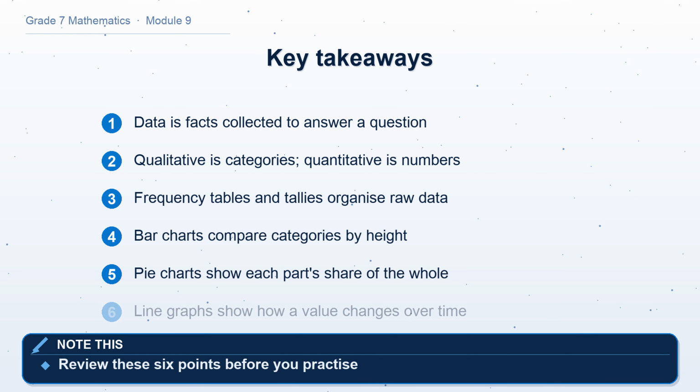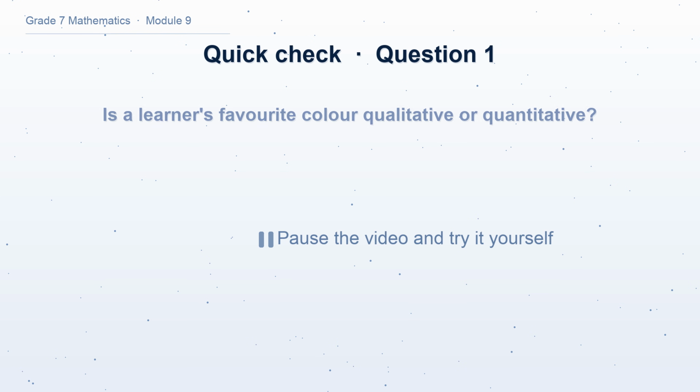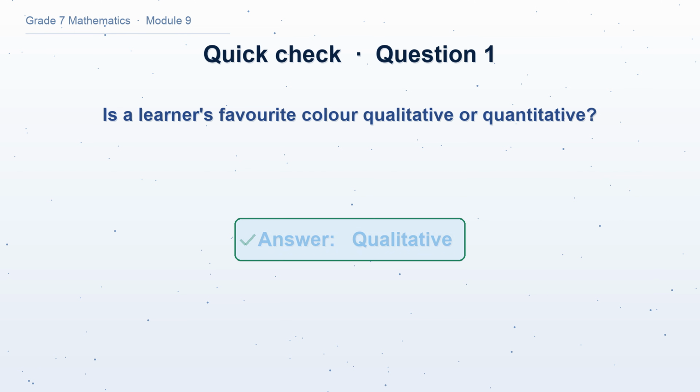Now, let us check how much you remember with 3 quick questions. Here is the first question. Is a learner's favorite color qualitative or quantitative? A color is a category described in words rather than a number, so the answer is qualitative.